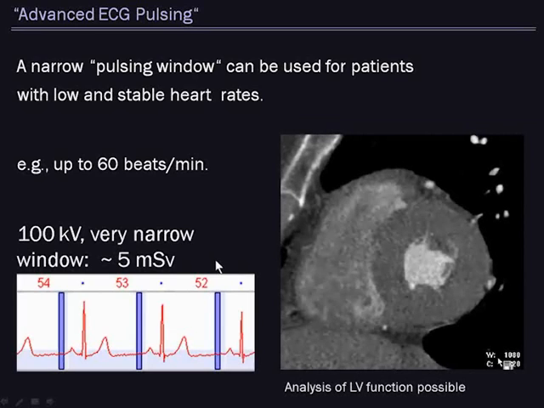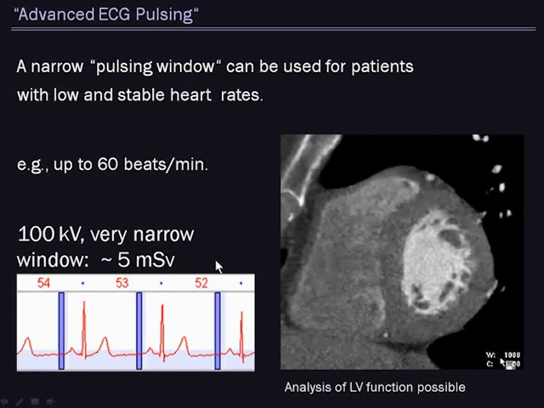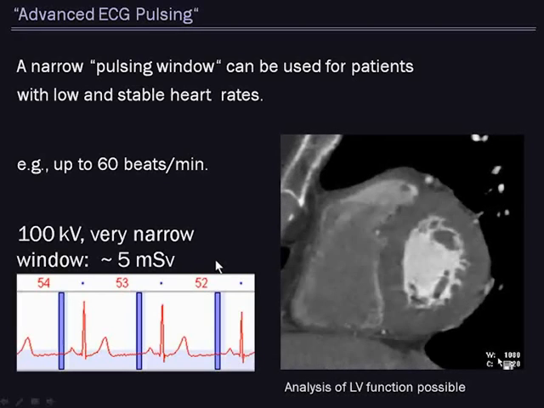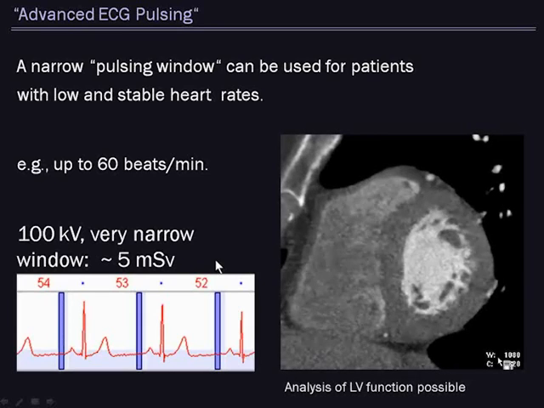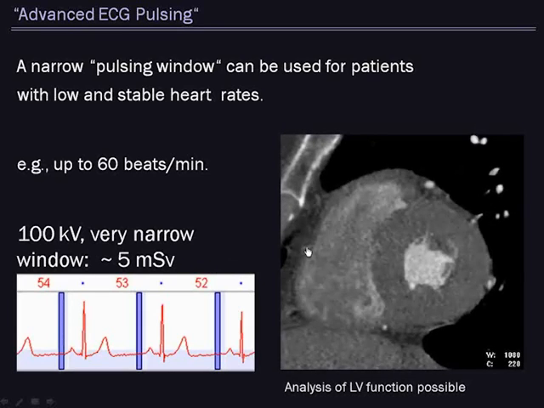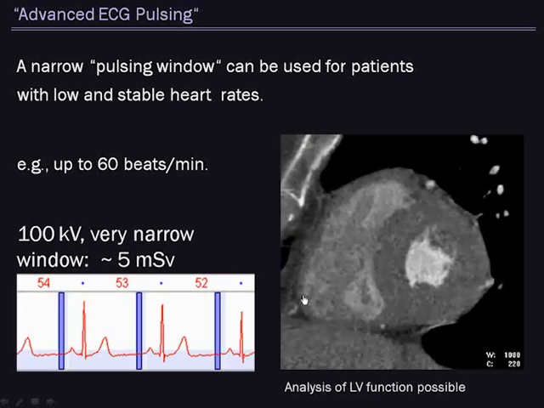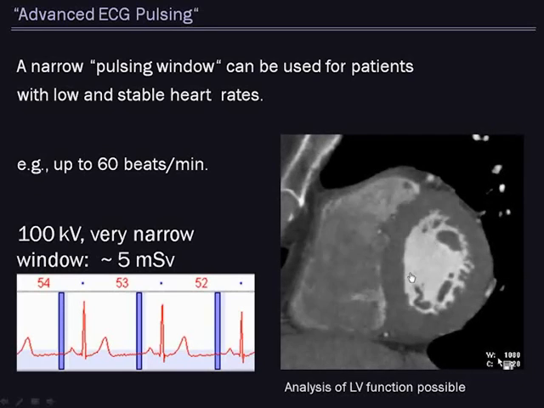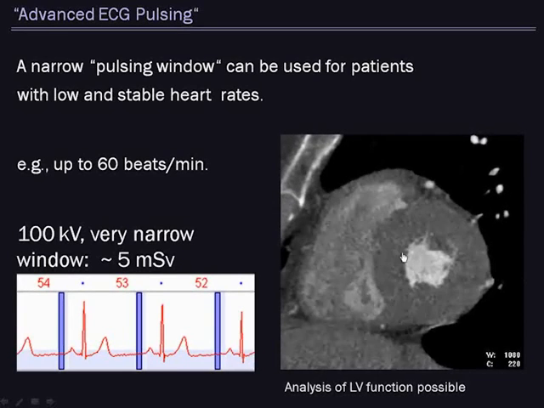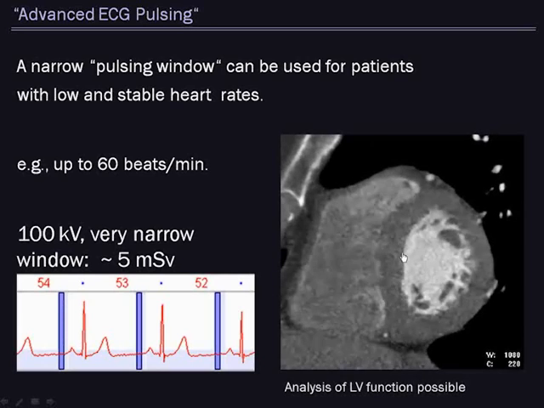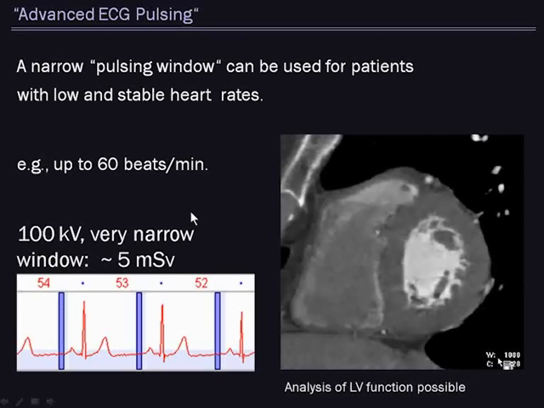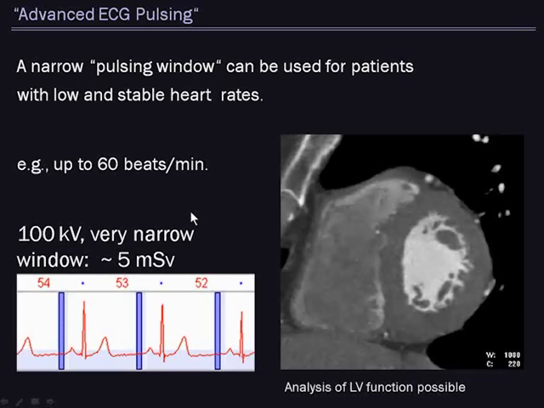Sometimes there are worries that using EKG pulsing will compromise your ability to look at left ventricular function because tube output in systole is lower. Unfortunately, this movie of LV function analysis does not transmit very well over the internet, but I can assure you that you can very nicely delineate the contours of the left ventricle even in systole, and it is not impaired by using EKG pulsing. So EKG pulsing fully keeps your ability to look at left ventricular function by CT angiography.